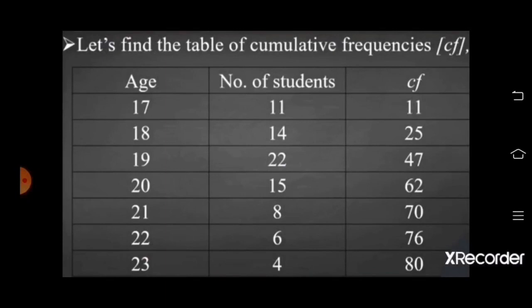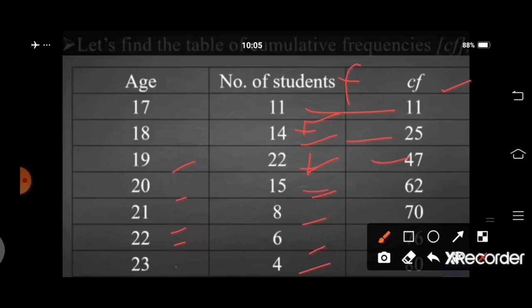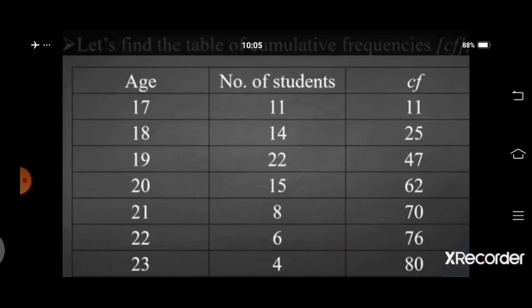First we will make the table and write down here age 17, 18, 19, 20, 21, 22, 23. Then the frequency column: 11, 14, 22, 15, 8, 6, 4. Then make the cumulative frequency table. 11 means 11, 11 plus 14 is 25, 25 plus 22 we will get 47, 47 plus 15 we will get 62, 62 plus 8 we will get 70, 70 plus 6 is 76, 76 plus 4 is 80, n equal to 80.